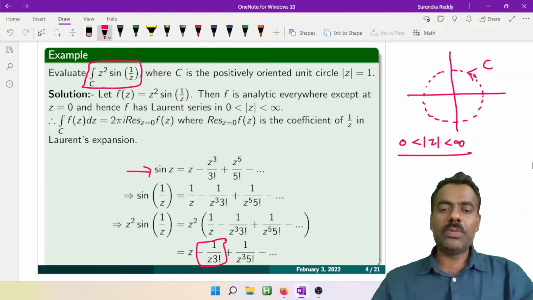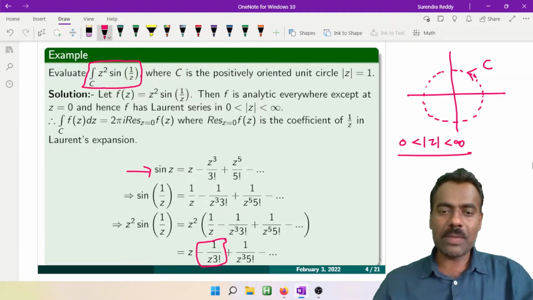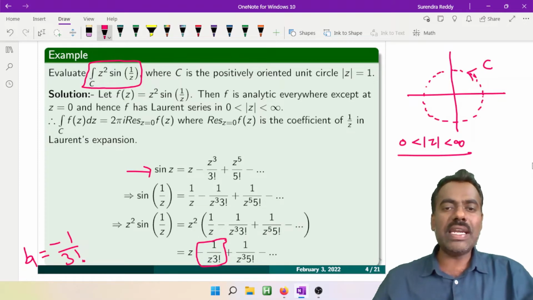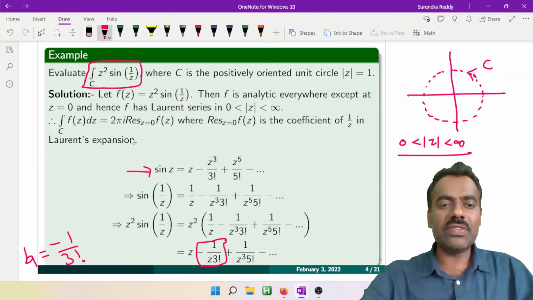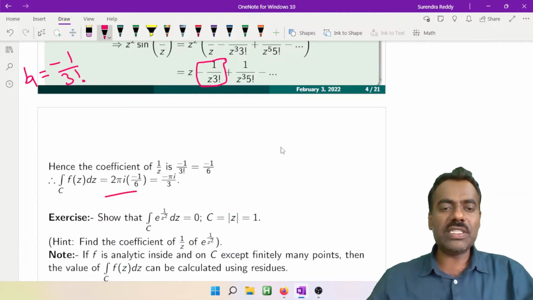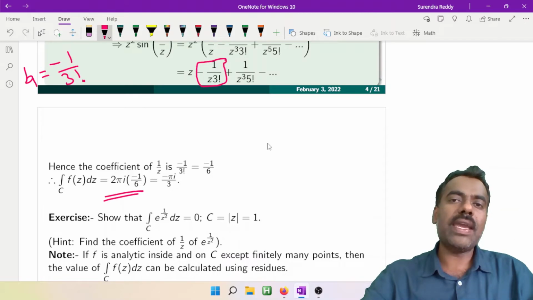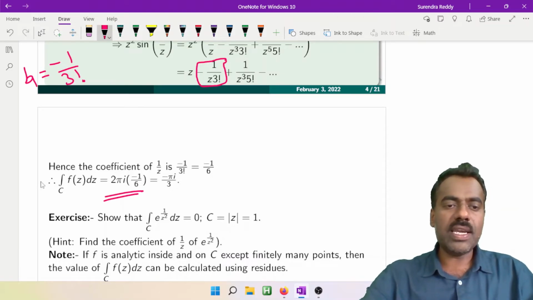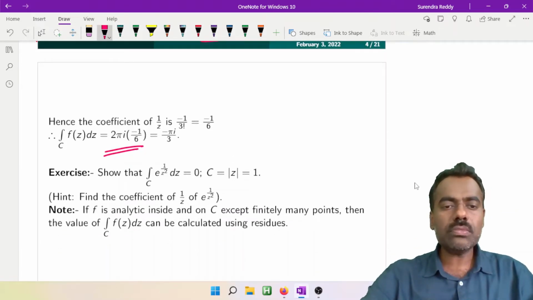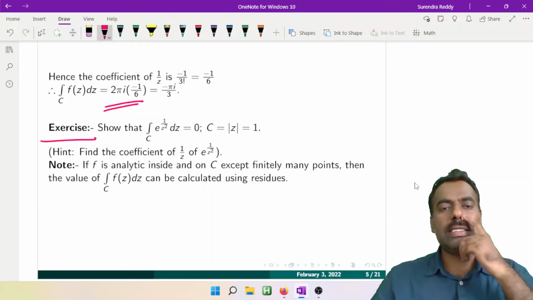What we want is the coefficient of 1 by z minus z naught. Our z naught is 0 here, so we want the coefficient of 1 by z, which is minus 1 by 3 factorial. So that is our b1. Therefore, the integration is 2 pi i times b1, which is 2 pi i into minus 1 by 6, so minus pi i by 3. That is the value of the integration, right?